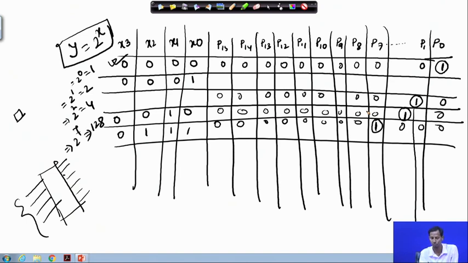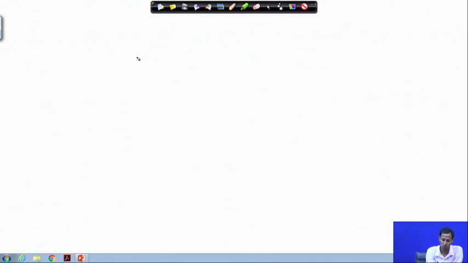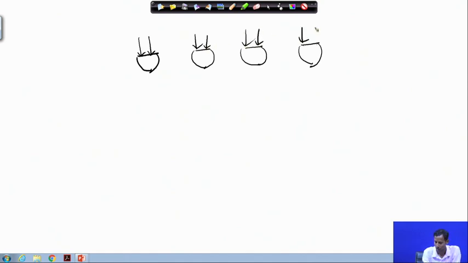Now, what will be the circuit for this? If I want to draw the corresponding decoder circuit from this truth table, how will it look? For that, I need the AND gate, and here also the same thing at this particular position.